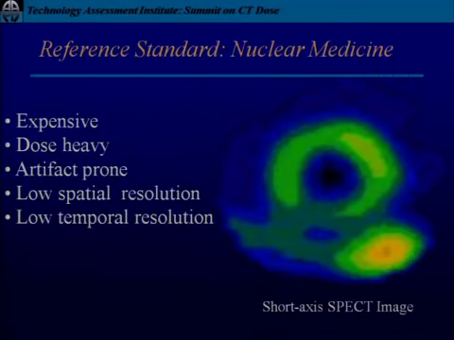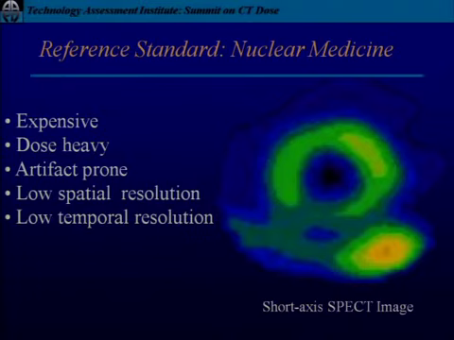Okay, the reference standard is nuclear medicine. These scans tend to be very high dose. It's not talked about for some reason, but these scans can be as high as 25 millisieverts. Okay, but that's what the reference standard is, and they are very artifact prone.